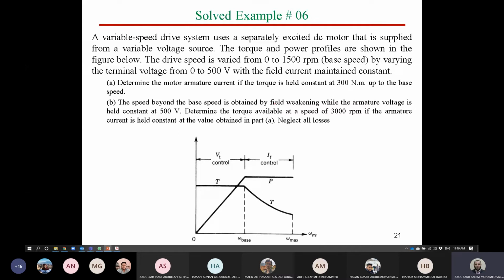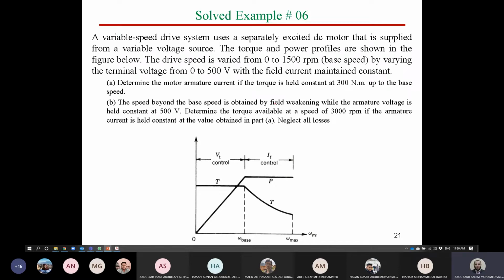Number B, the speed beyond the base speed is obtained by field weakening. Field weakening means we are going to reduce the field current by controlling the rheostat, because here we have a separately excited motor. So we can control the field in two different ways, شباب. If we use a fixed supply, we can control the value of the rheostat, or we can control the DC supply which is supplying the field winding itself. So it can be a controlled DC source.